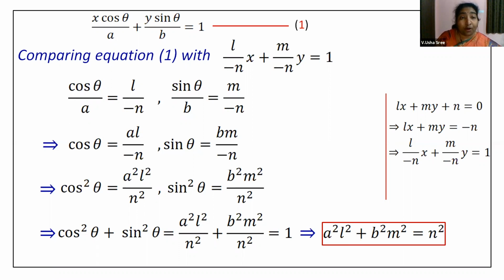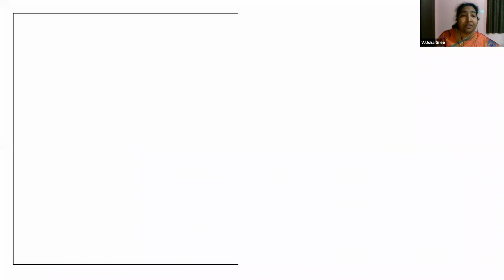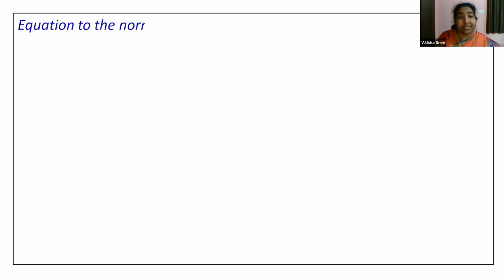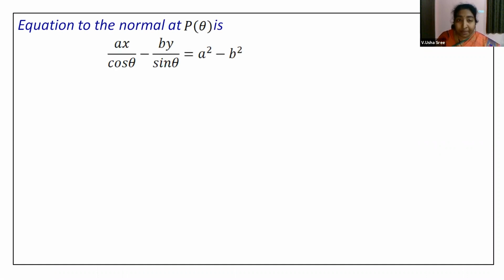We need to go for the deduction, or we need to deduce the condition for the line lx + my + n = 0 to be a normal. Okay. Now the equation to a normal at the point theta is given by, you need to remember this as a formula, ax/cos θ − by/sin θ = a² − b². We will call it equation number 2.